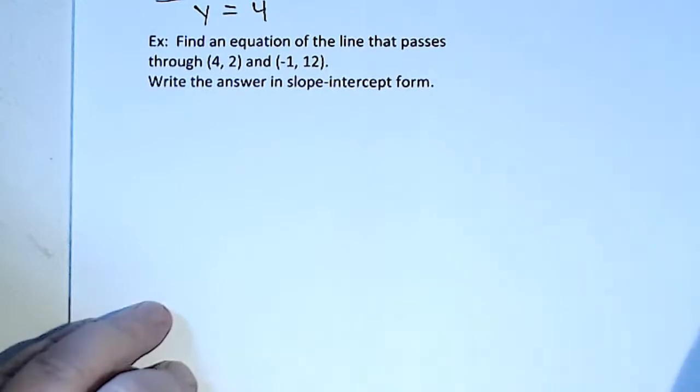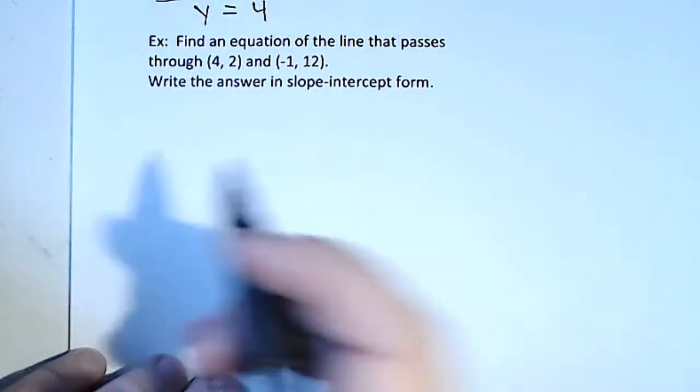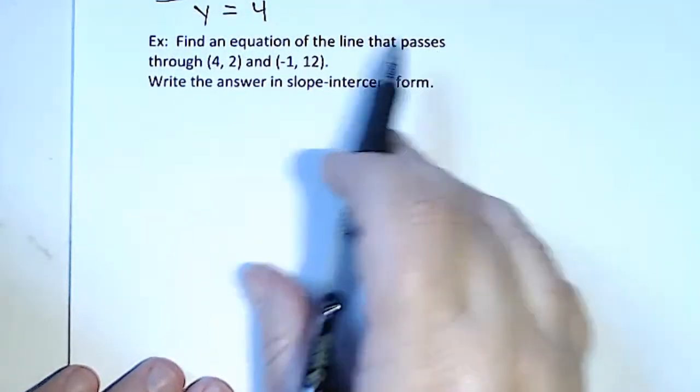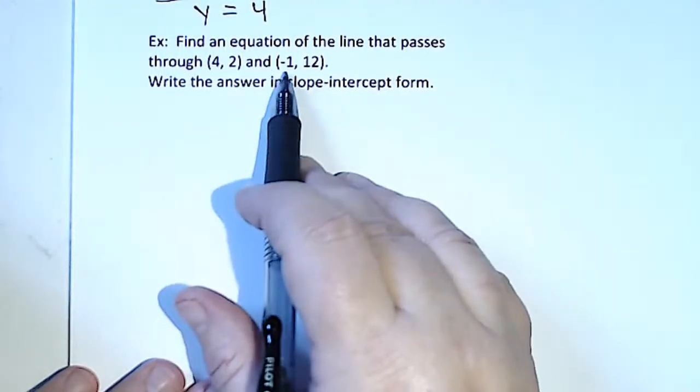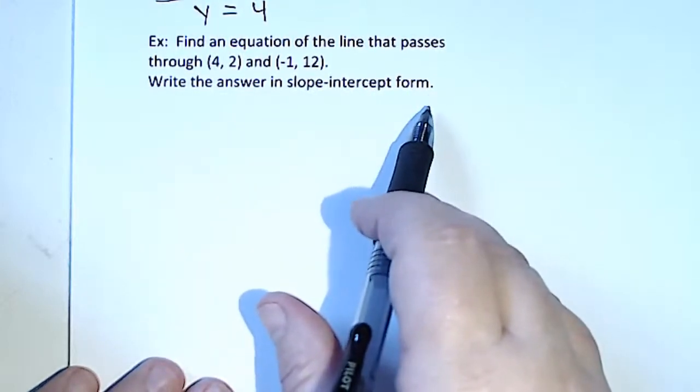the problem. We graduate from lines today with this problem. Find an equation of the line that passes through (4, 2) and (-1, 12). Write the answer in slope intercept form.